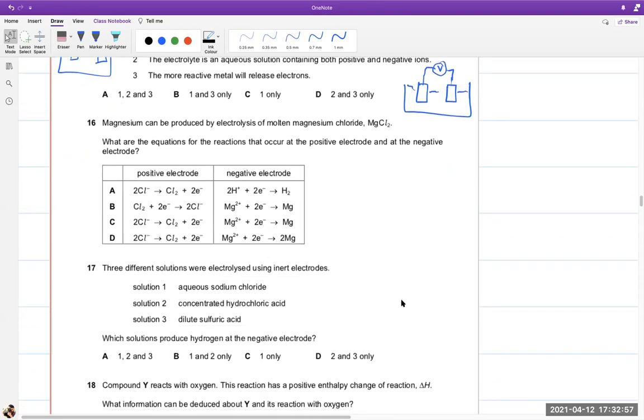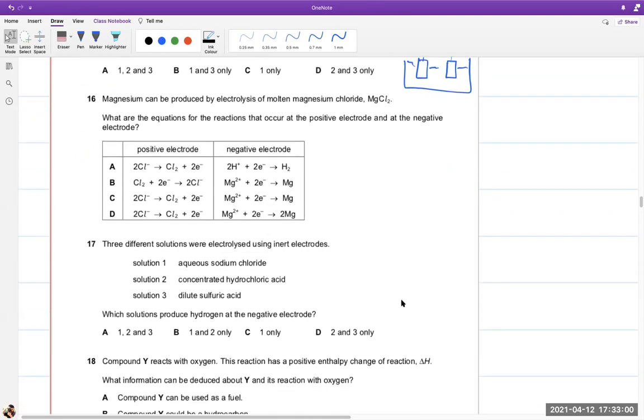All right. Magnesium can be produced by electrolysis of aqueous magnesium chloride. Okay. What are the equations for the reaction that occurs at the positive electrode and at the negative electrode? हमारे पास molten magnesium chloride है. That means magnesium ion से start करना है, chloride ion से start करना है, chlorine बनाना है, magnesium बनाना है. So magnesium की reduction होगी because it's a positive ion that we are converting to solid metal. And chloride is going to be an ion that we are going to convert to chlorine. So it's going to be oxidized.